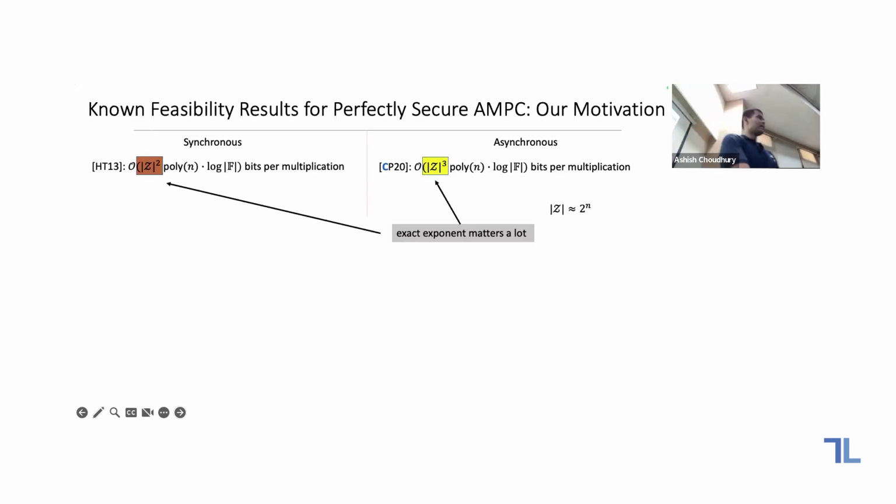But for one multiplication? One round. Because you have to just open a value. Okay. So why does this exact exponent matter here?